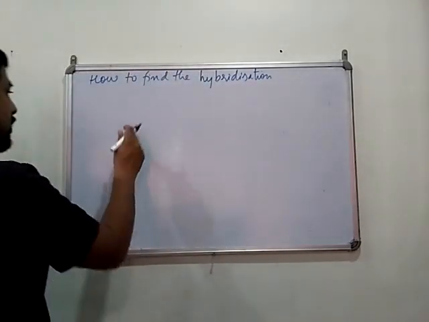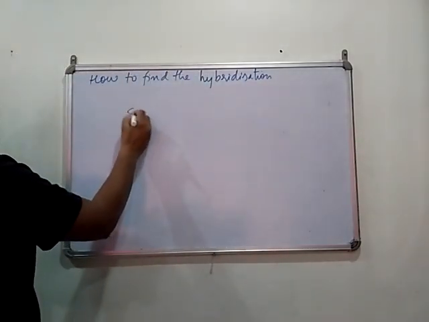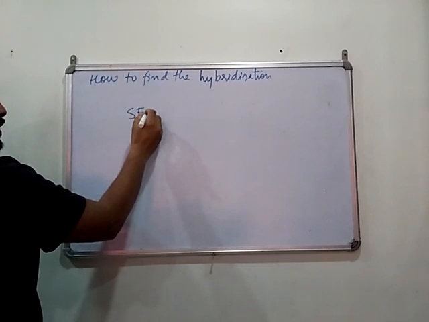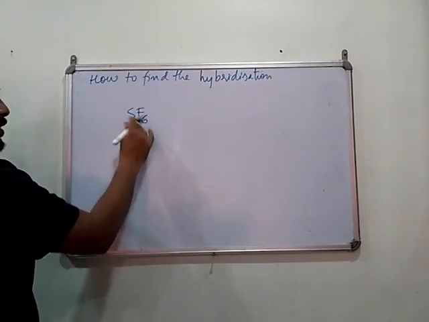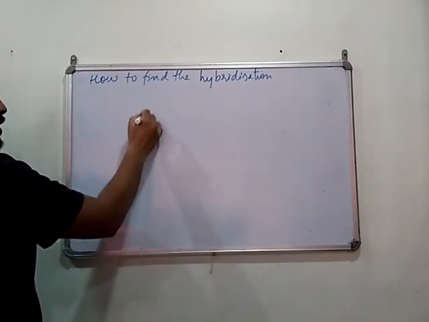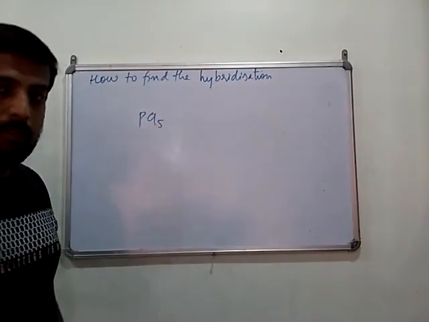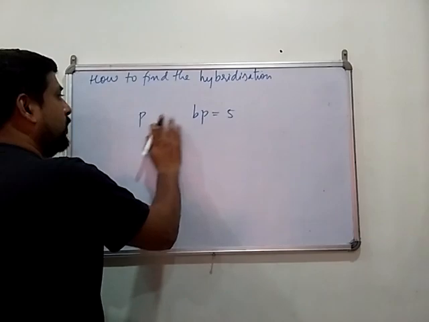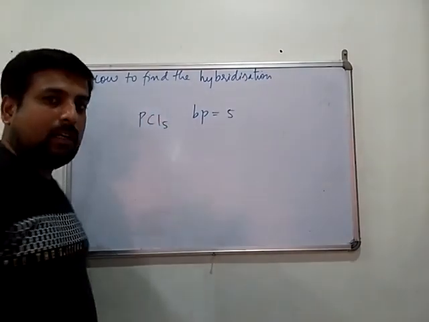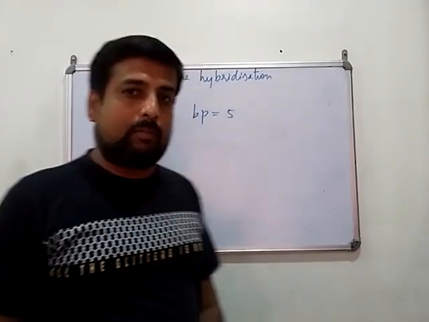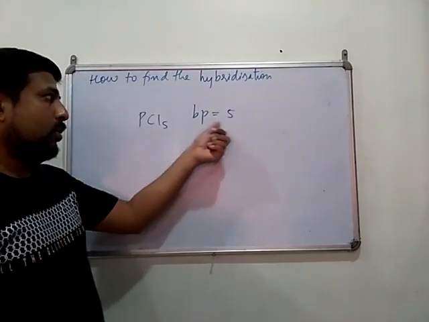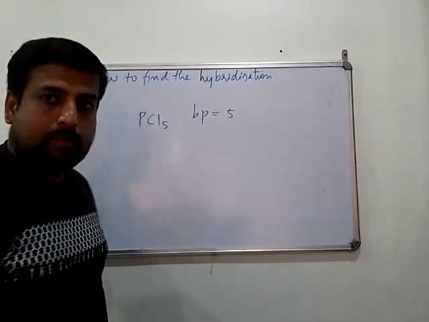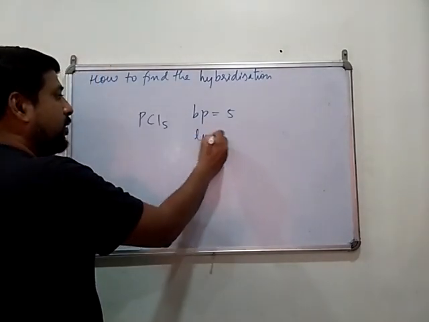Maybe we can go for, for example, SF6, or we can say PCl5. Okay, PCl5. Now the bond pairs, or number of sigma bonds, are 5 because 5 Cl are bonded with the central atom. Bond pairs means number of sigma bonds. Now lone pairs we have to find.